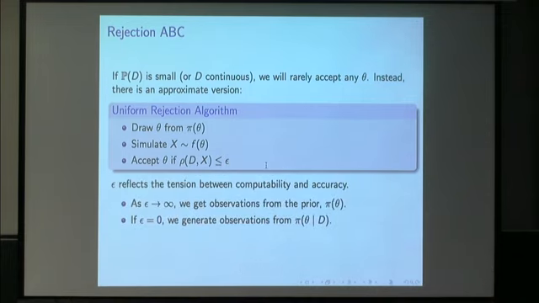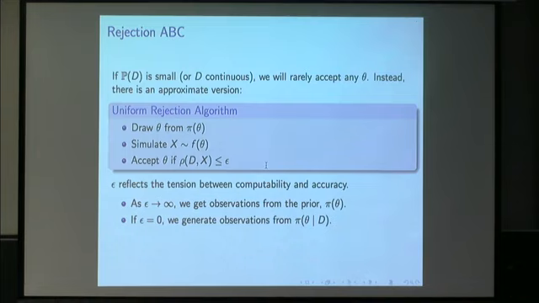Okay, so epsilon here reflects some kind of tension between computability and accuracy. What happens if epsilon's infinity? Well, if epsilon's infinity, this algorithm says draw theta from the prior, do something, it doesn't matter what, accept it. So we don't learn, we're just generating simulations from the prior because we're always going to accept. If epsilon is infinity, we just get the prior back again. But it's really cheap to compute. For every simulation I do from the prior, I get an acceptance. But I've learnt nothing.